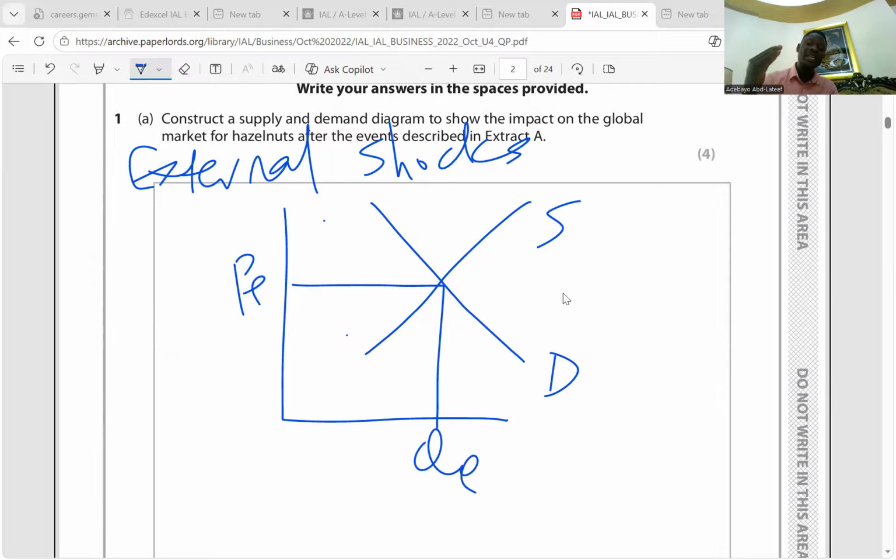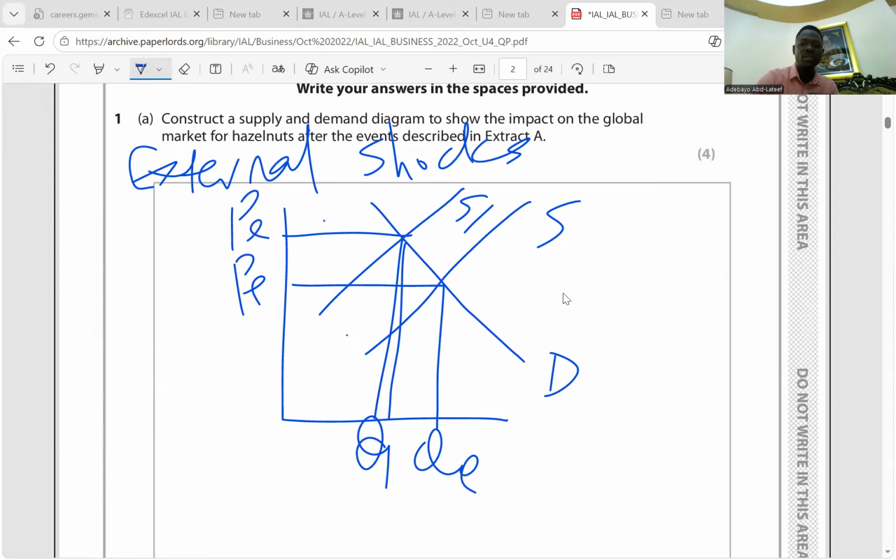So from here, there's an external shock, which will shift the supply curve leftward from S to S1. That will bring about a new equilibrium quantity from QE to Q1. Then we're going to have a higher equilibrium price from PE to P1. Leftward, the quantity supplied reduces, a leftward shift in the supply curve, and a rise in price. So that's the result of an external shock.